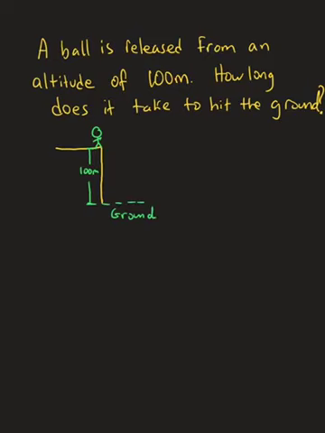We want to know how long it takes a ball that is released from rest, so the initial velocity is 0 meters per second. How long is it going to take that ball to hit the ground if it travels along this straight line path?